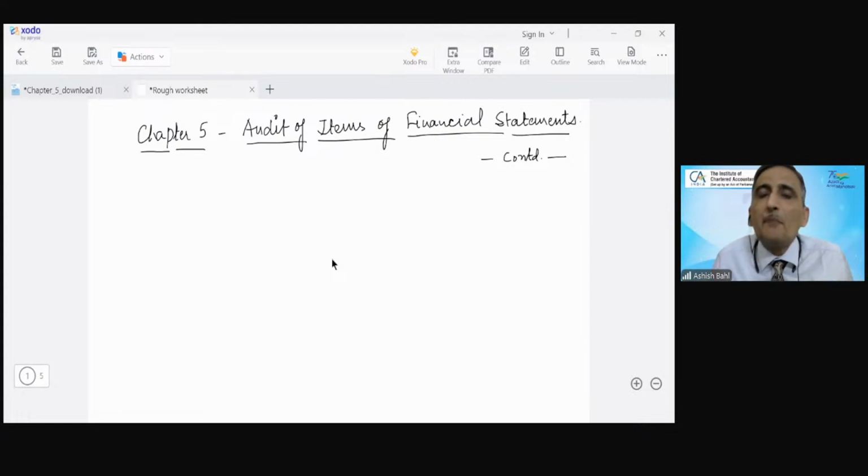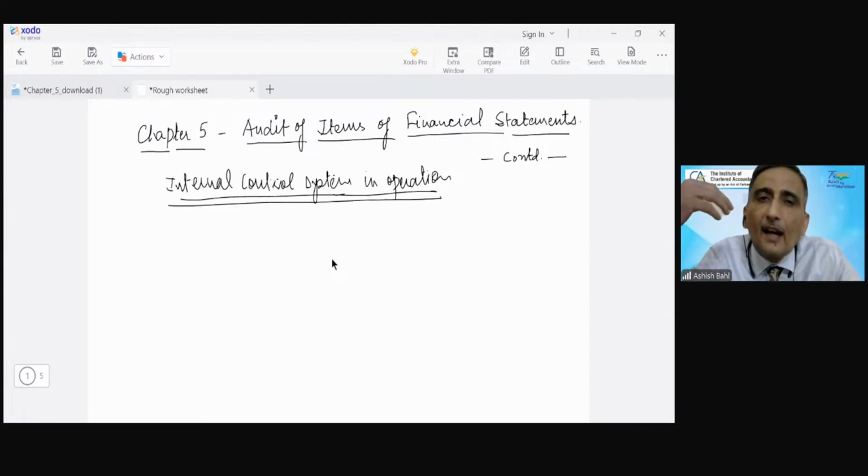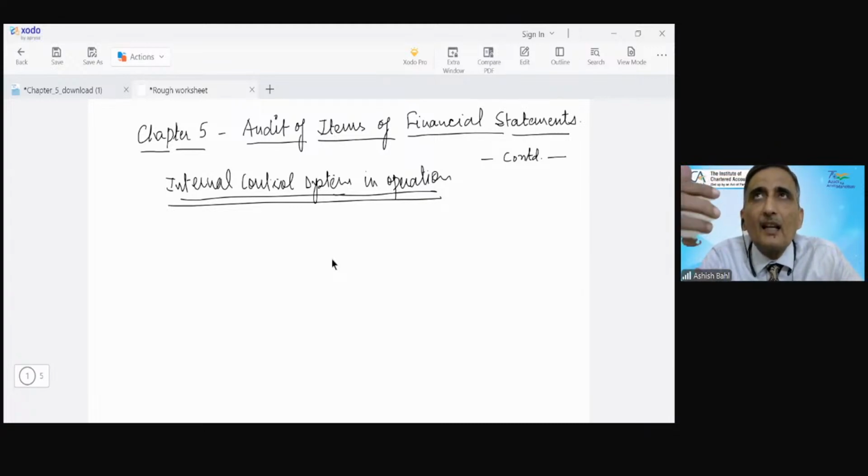But basically, one point, students, I had told you, this point is common in many areas: the internal control system in operation. So if you forget everything, do write this: internal control system in operation regarding the sales. If the internal control system is satisfactory and the controls are operating effectively, then it is likely that revenues are properly stated. It is more likely that there is no overstatement or understatement in revenues. So the first step is verifying the internal control system in operation.